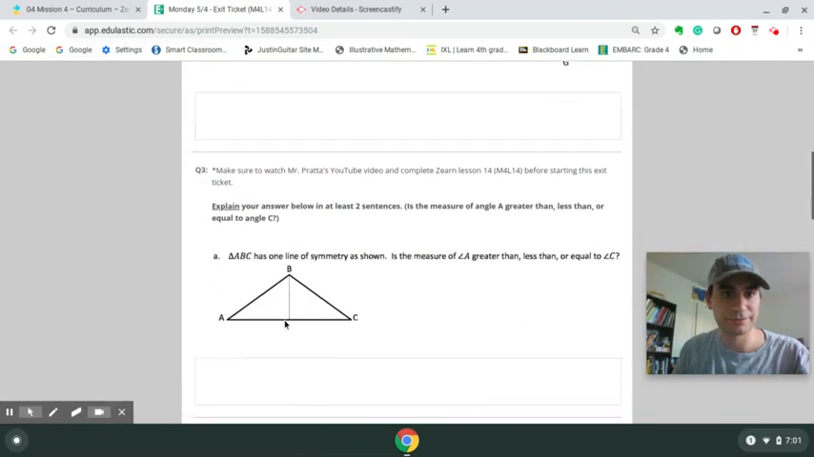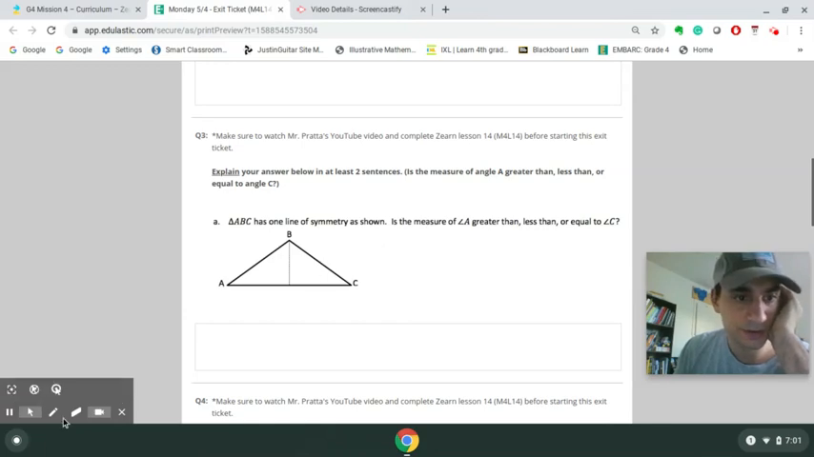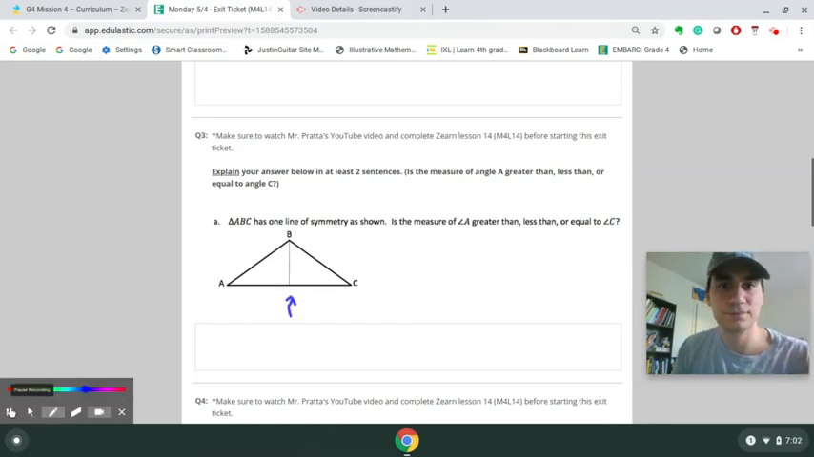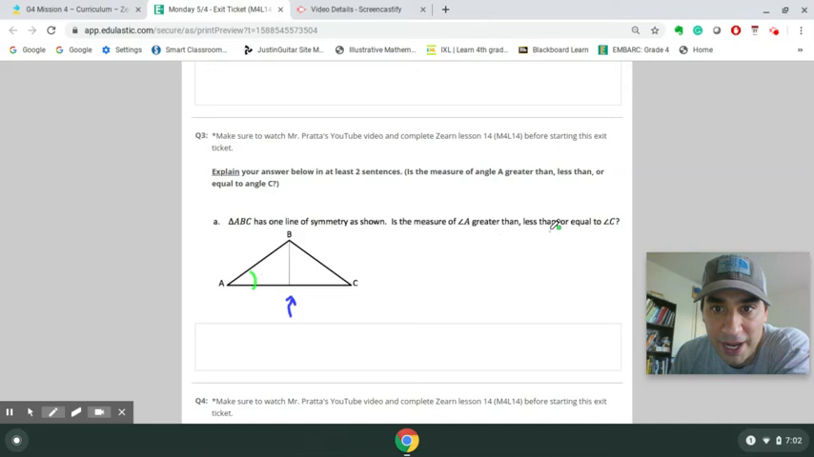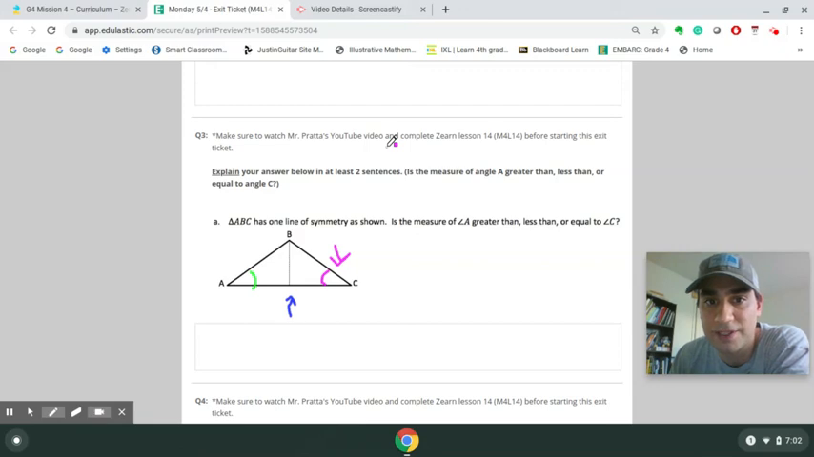Let's go to question 3. Triangle ABC has one line of symmetry, as shown. Here's our line of symmetry. Is the measure of angle A, here's angle A, I'll do it in green, greater, less, or equal to C? Is A the same as C, smaller than C, or greater than C? How do you know? One line of symmetry. I want you to think about what type of triangle only has one line of symmetry. Think about that classification and what that means about its angle measurements. Make sure you're explaining in at least 2 sentences.